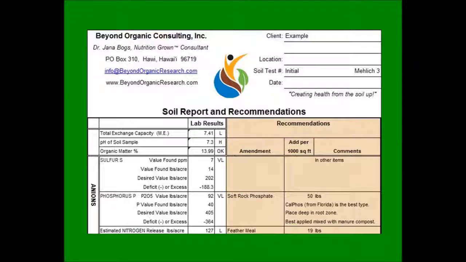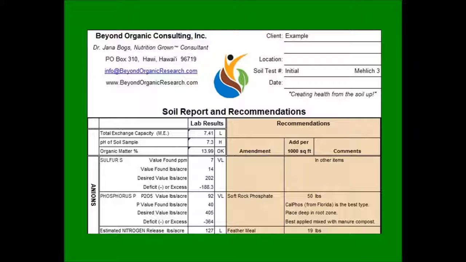Here's the top of the first page of the soil report. Here, look down and see total exchange capacity. This is your soil's ability to hold nutrients. Next is pH. This is your acid-base balance in your soil, and it should be around 6.4. Next is the organic matter percentage. This is an indication of the availability of food for the microbes that are important in your soil to help make the nutrients available.